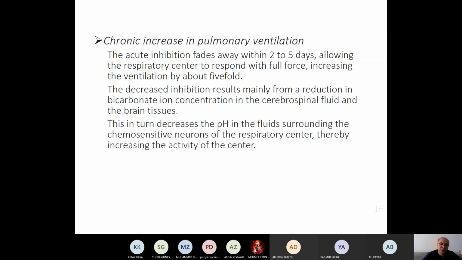The decreased inhibition results from a reduction in bicarbonate ion concentration in the cerebrospinal fluid and the brain tissue. Our kidneys start to lose, not reabsorb, bicarbonate, and then the bicarbonate concentration goes down in the brain, so that inhibition of the respiratory center will go away. This in turn decreases the pH in the fluids surrounding the chemosensitive neurons of the respiratory center, thereby increasing the activity of the center.